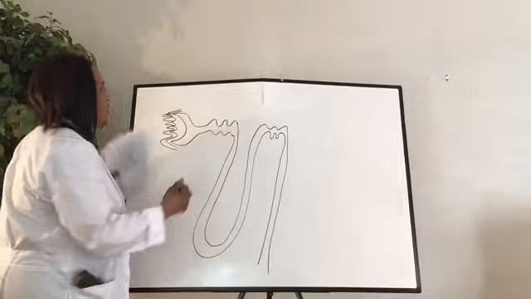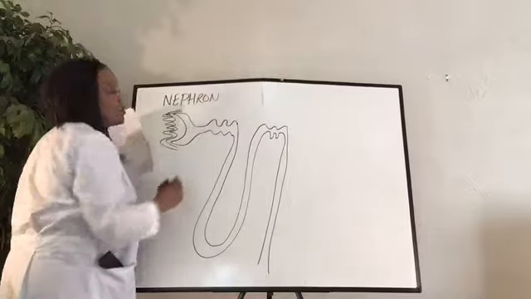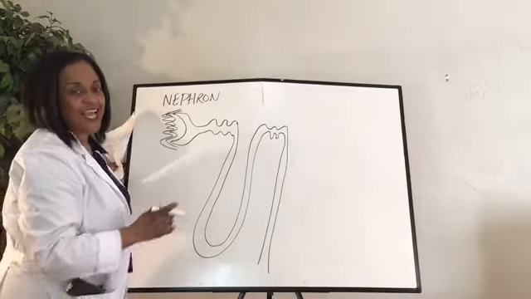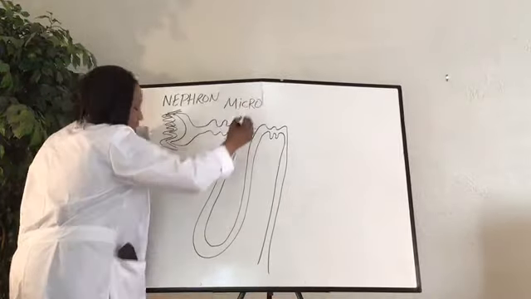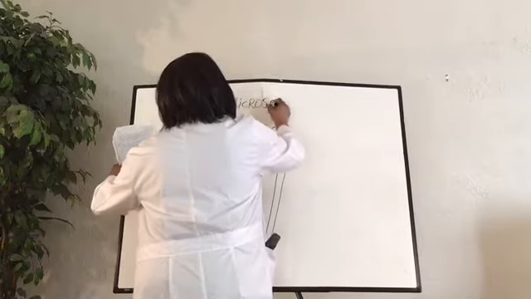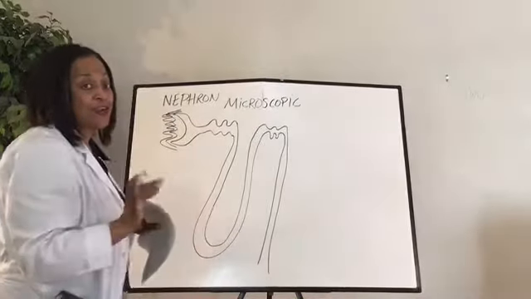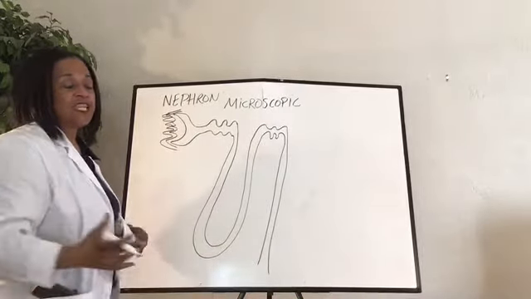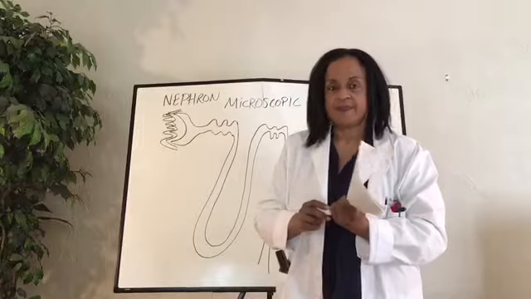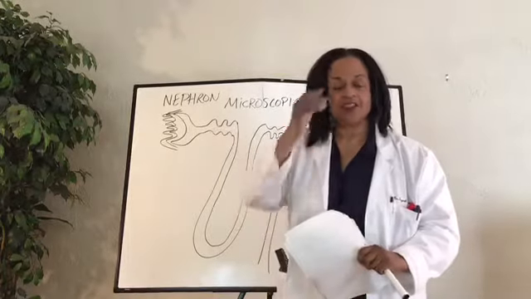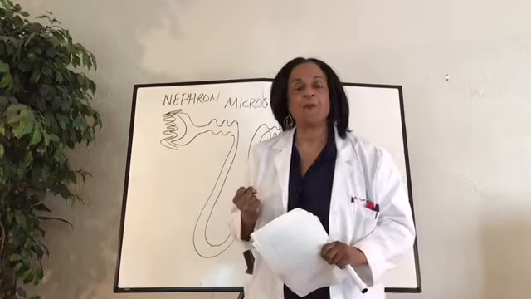So this is the nephron. Go to a kidney specialist, it's a nephrologist, and this is a microscopic view. This is very small. You cannot see this with the naked eye like we did when we looked at the kidney as a whole. That was a sagittal cut of the kidney. We looked at it with a macroscopic view. But here is a microscopic view.